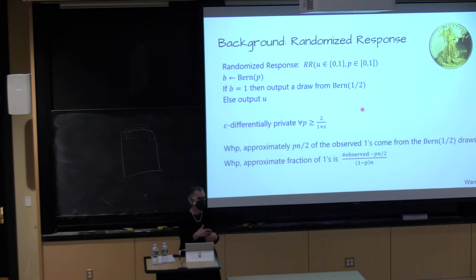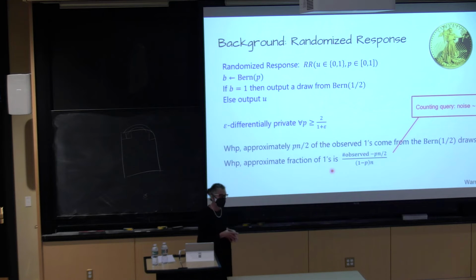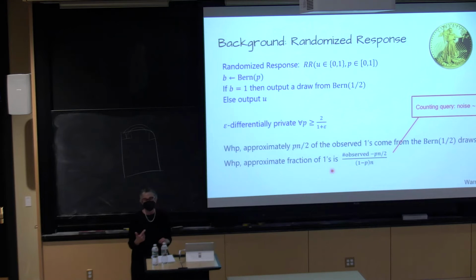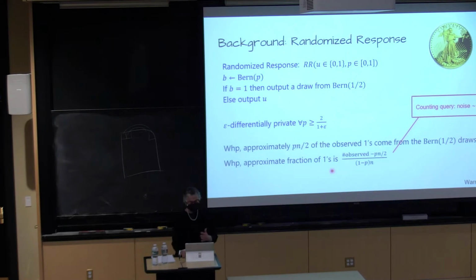Okay? Now, it's pretty easy to estimate from this the fraction of true ones in the collected ones, because you know that with high probability about p times n over 2 of the ones that you observe came from the randomness. So you can estimate the approximate fraction of ones, and you can multiply by n to get an approximate count rather than fraction of ones. And the noise will look something like square root of n over epsilon. Okay. In the Laplace, it was looking like 1 over epsilon. In the Gaussian, for a single query, it was like square root log 1 over delta over epsilon. Okay? So this is clearly much worse, but there's no anonymity. Okay.